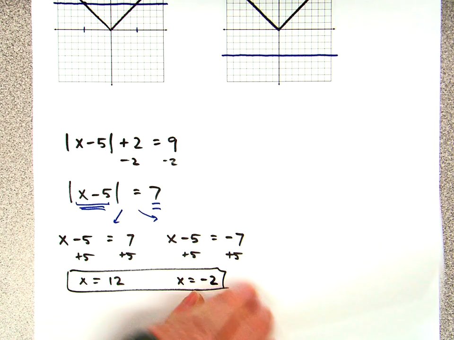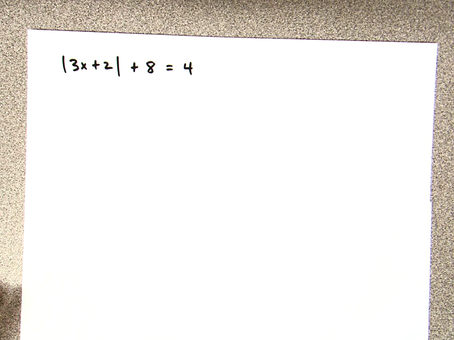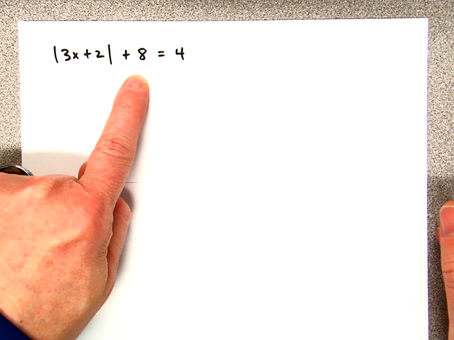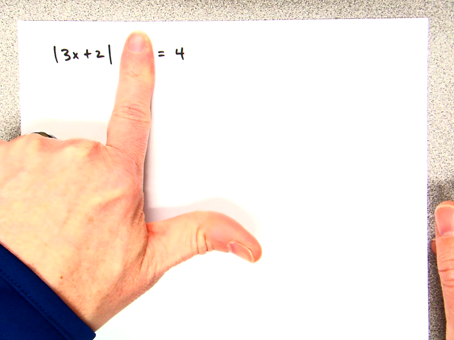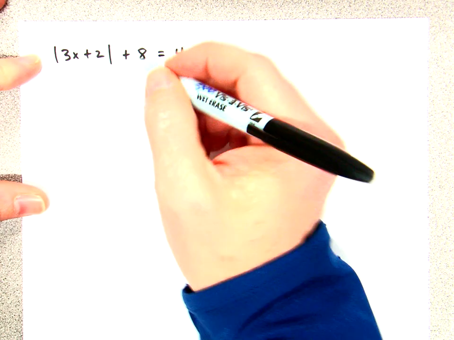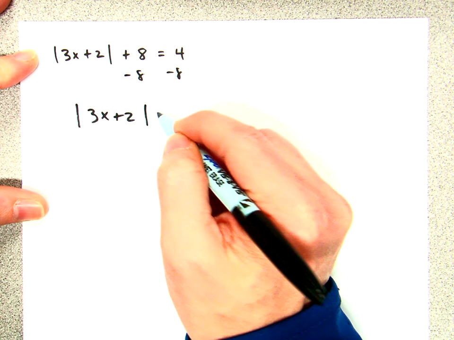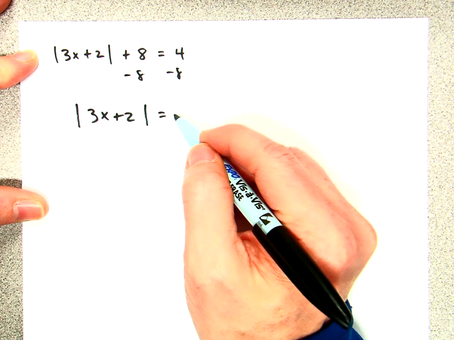All right, let's try some more here. Okay, I got my absolute value. I know I'm going to need to get that alone. If I get him alone, then I'll remove him. So the 8, he's got to go. That's keeping him from being isolated on this side. So I'm going to subtract 8 from both sides. That means the absolute value of 3x plus 2 is equal to 4 minus 8, which is negative 4.